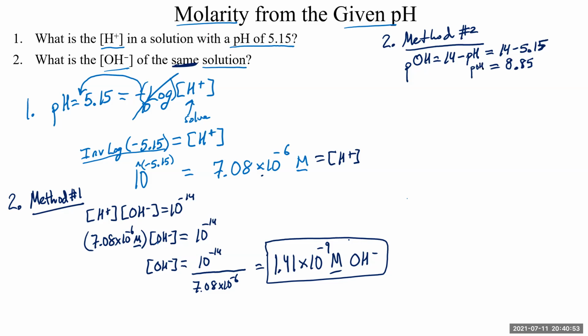Okay, so I'm going to do the same thing now. Now I'm going to do the parallel to what I did earlier. This time, I know that my pOH equals the negative log of my concentration of hydroxide ions. And I know that my pOH is equal to 8.85. So I'm just going to solve. Hydroxide ion equals 10 raised to the negative 8.85. In other words, the inverse log of the negative pOH will give me my OH concentration. So let me do that.